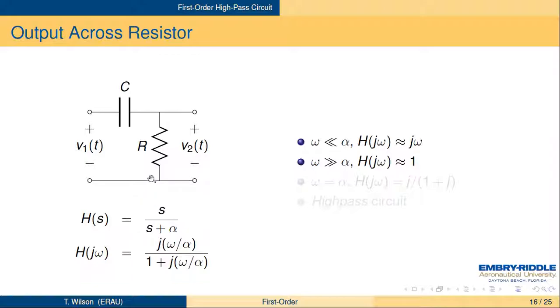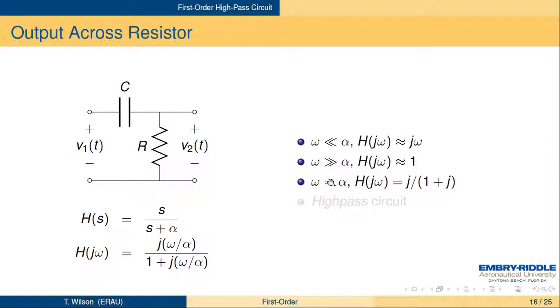For very high frequencies, now the capacitor is acting like a short, so it's letting current flow. All the voltage is dropping across the resistor. There's no voltage dropping across the capacitor, and so the gain is approximately equal to 1. You see that in the mathematics down here. When omega gets big, then the j omega over alpha dominates the 1, and the ratio of j omega over alpha to j omega over alpha is just 1.